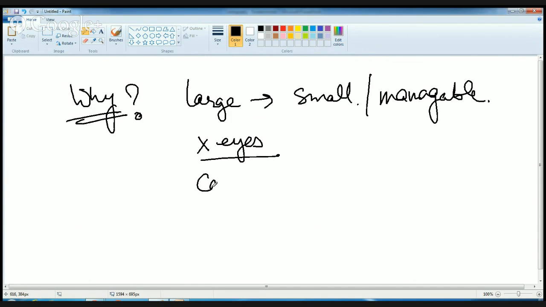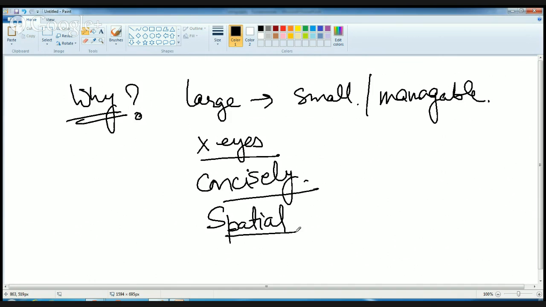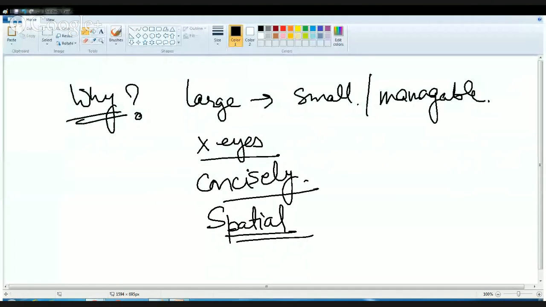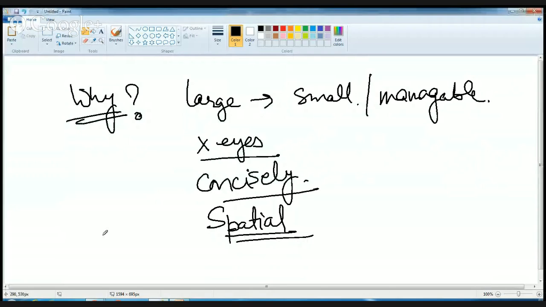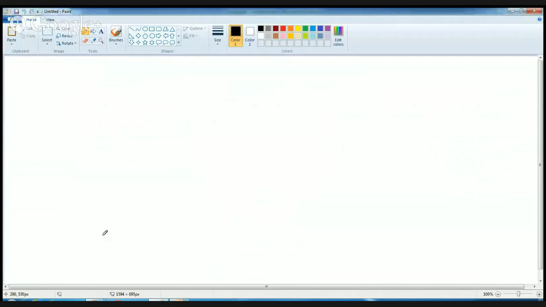It presents information concisely, so it's much more concise and easier. And next is spatial relationship. So spatial relationship tells us how far, how close, and you are able to analyze the concept naturally. Now we understood why we need maps. Now my next question is, how can you make maps?